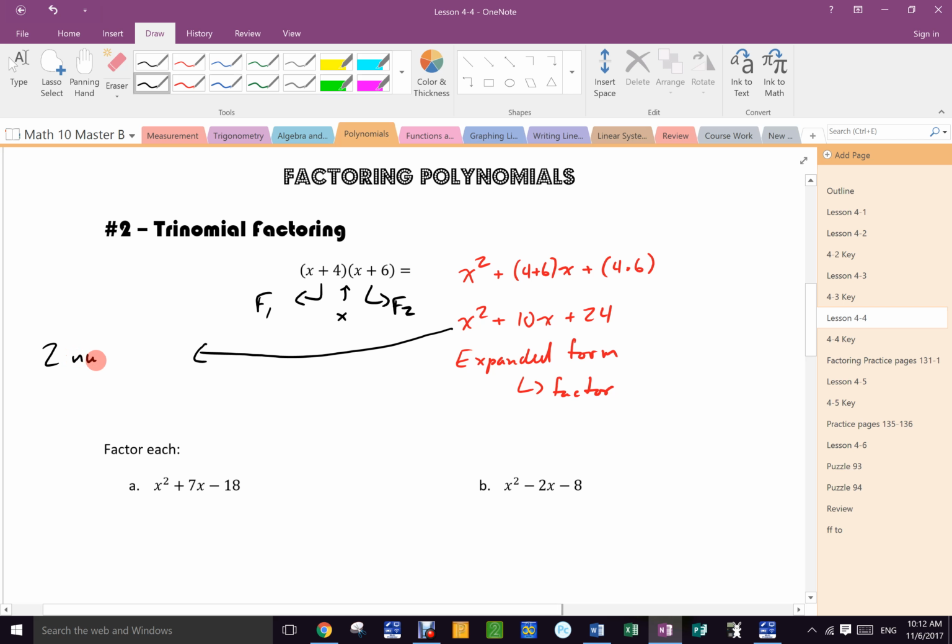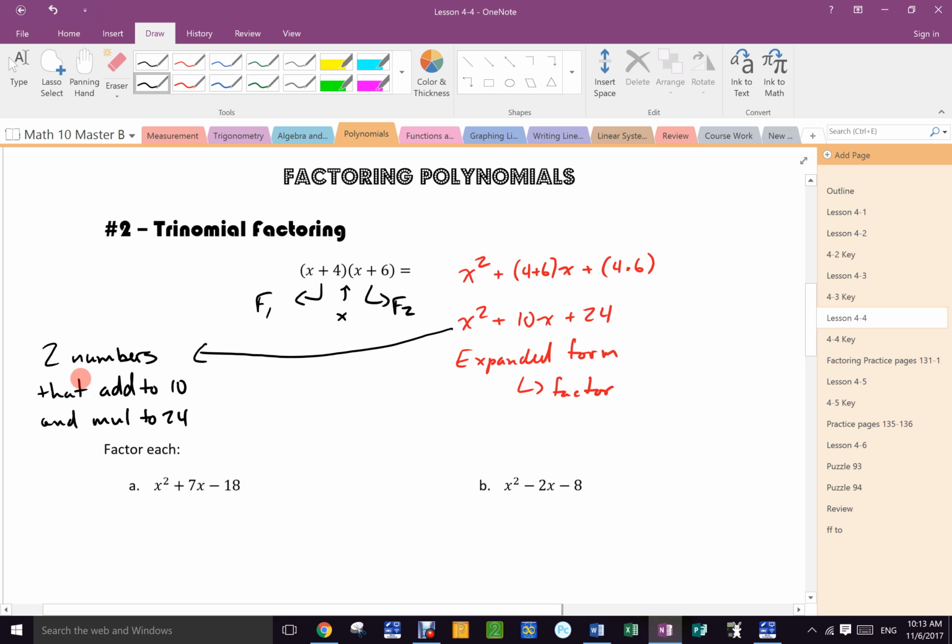So if I want to factor this, I need to find two numbers that add to 10 and multiply to 24. Right? And since I've already got it factored, we know it's 4 and 6. Everybody cool? So let's change this a little bit so it always works.